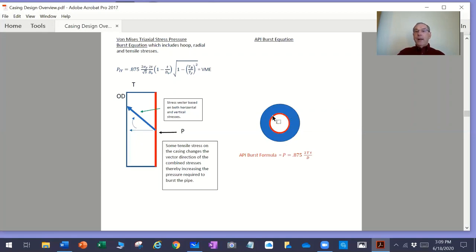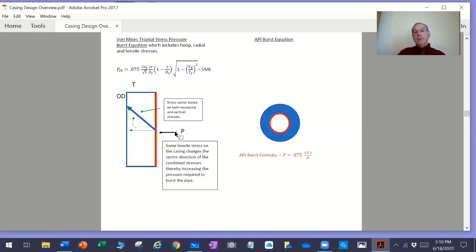So this very red is at the ID of the pipe, and the wall thickness of this pipe may be extremely thick. So it's not going to rupture the pipe because it's at the ID of the pipe, which is very thick, as in the example I showed in the first video. Now, the von Mises equation takes into account hoop stress, radial stress, and axial stress, and it changes the direction.